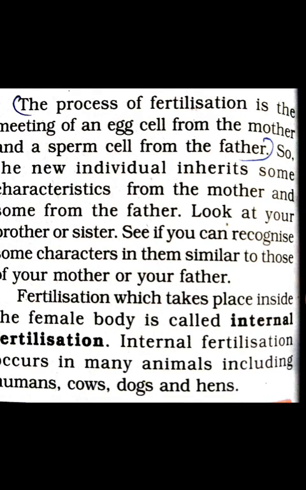Okay, now fertilization is of two types: internal fertilization and external fertilization. So what is meant by internal fertilization and what is meant by external fertilization? The fertilization that takes place inside the female body is called internal fertilization. And internal fertilization occurs in many animals, including humans, cows, dogs, and hens.